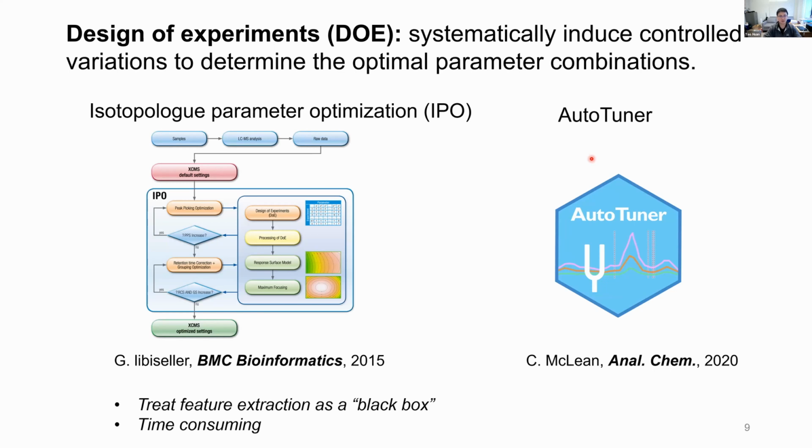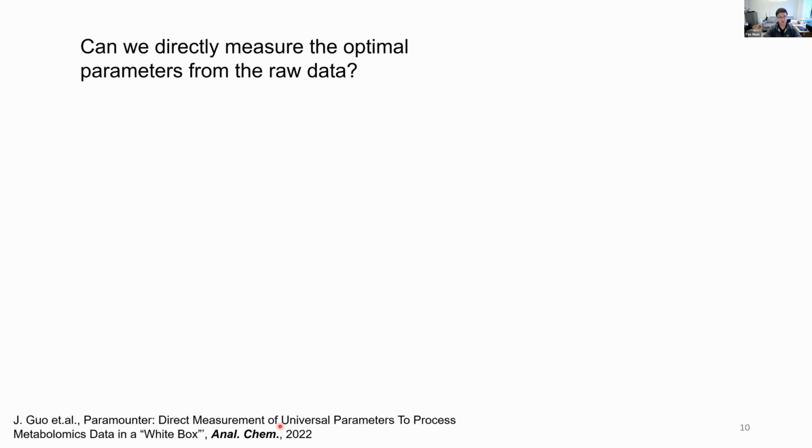However, the problem of design of experiment, personally, I don't like it, because when we deal with a problem using DOE, it basically means that you treat the system as a black box. You don't know what happens inside. You just randomly try parameters to find the best. And also in metabolomics data processing, there are so many parameters to tune. Because of that, the DOE step can really be time consuming. So we try to think of this problem out of the box. Can we really directly measure the optimal parameters from the raw data without doing this tedious design of experiment workflow?